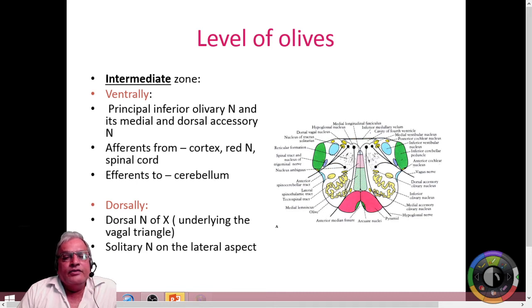Then dorsally you have the dorsal nucleus of the vagus here, and the solitary nucleus on the lateral aspect, the nucleus of the tractus solitarius, which you have already looked at in an earlier stage. So that is the intermediate zone at the level of the olives. You have the medial zone and the intermediate zone.